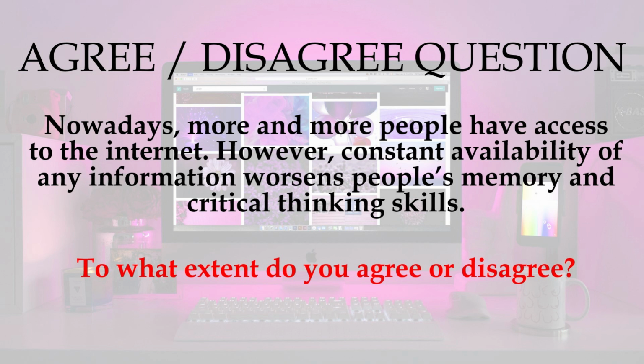So here your keywords are agree and disagree, and be sure to include the extent of your argument. This can be done by using the word strongly, especially if you're doing Writing Task 2 under the academic module. You may write, "It is strongly agreed that," or "It is strongly disagreed that." So that's your agree and disagree question.